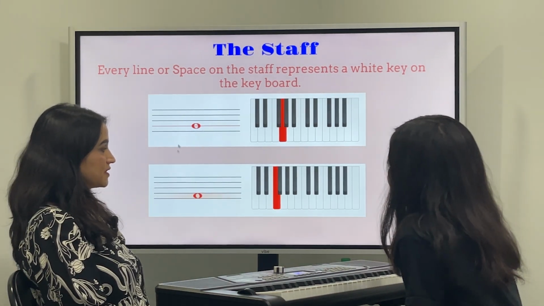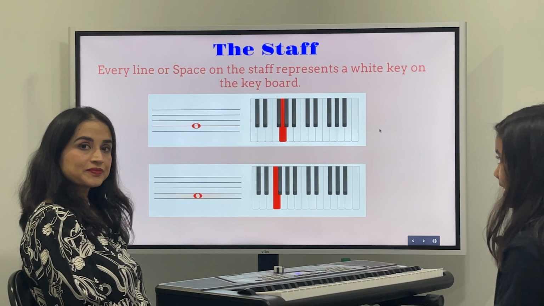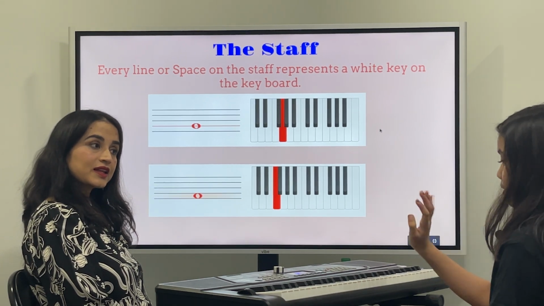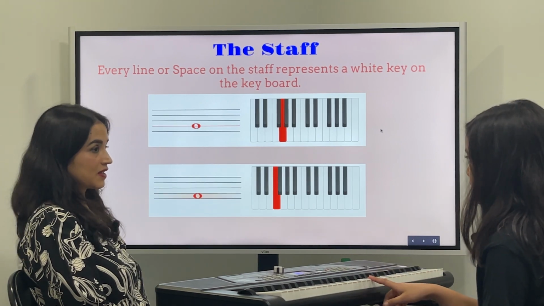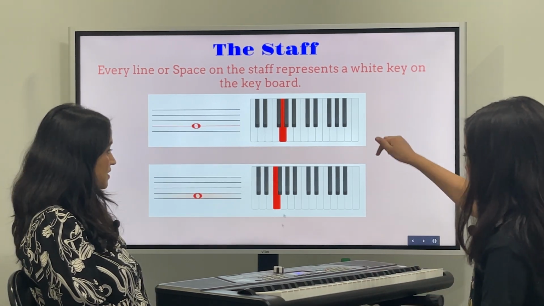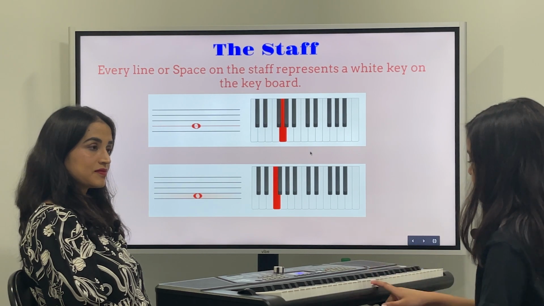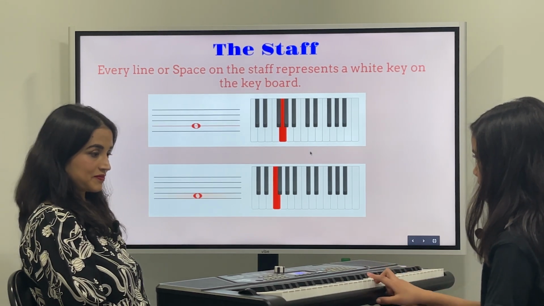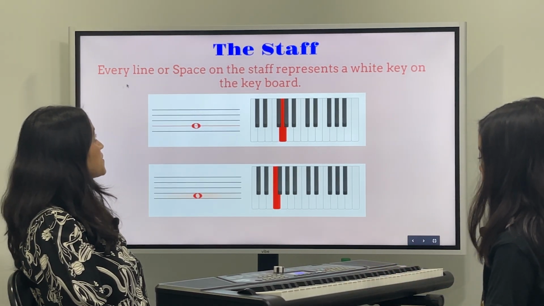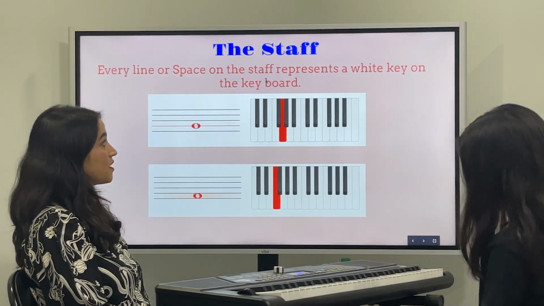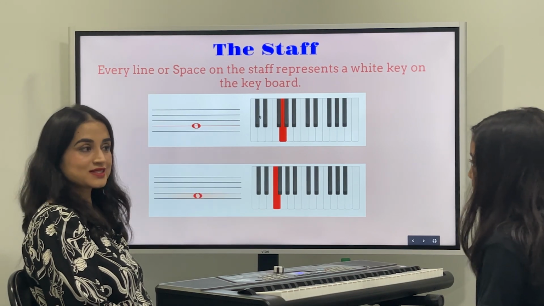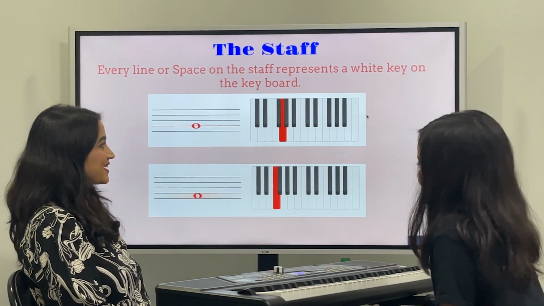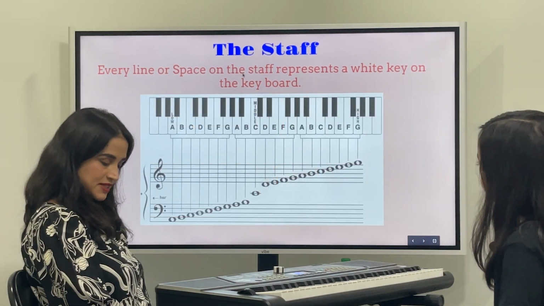So what do we see in the picture here, Lina? It's going to play a random note, this note. It's playing that note. Then on the second one down there is this note. Every line or space on the staff represents a white key on the keyboard, as Lina showed you guys. So what do we see next?